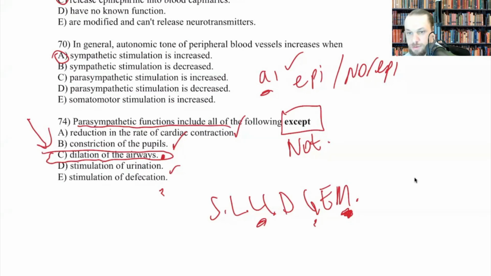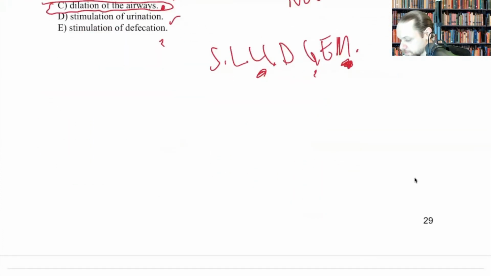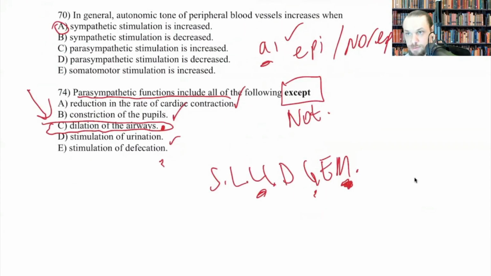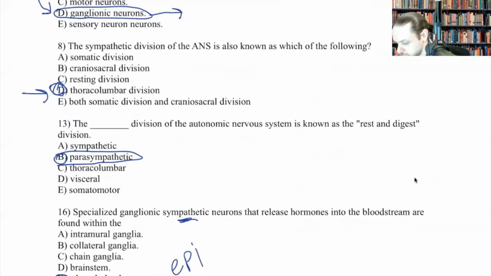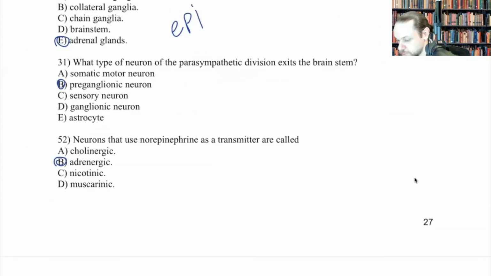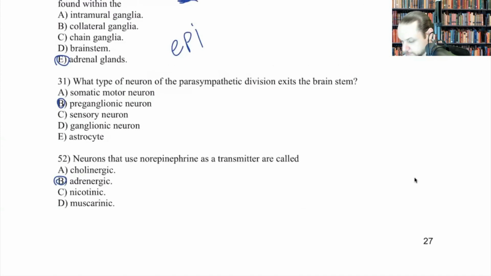Any questions? Any questions we've done so far, or anything in this chapter? Yes, what was the answer for question number 31? 31. 31 was B. Thank you. Okay. Any other questions?